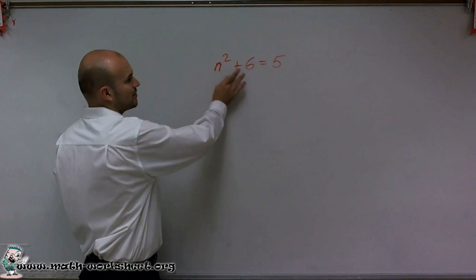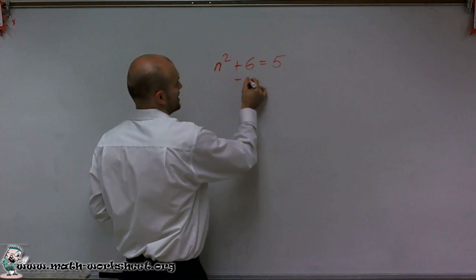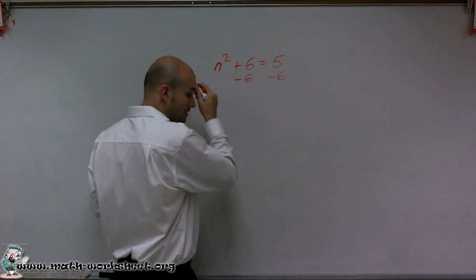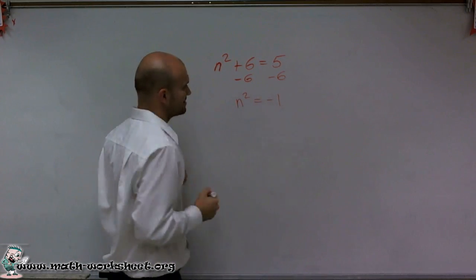So the first thing I notice, to get my n by itself, it's being added by 6. So I'm going to undo that. I'm going to subtract 6 on both sides using the subtraction property of equality. Then I have n squared equals -1.